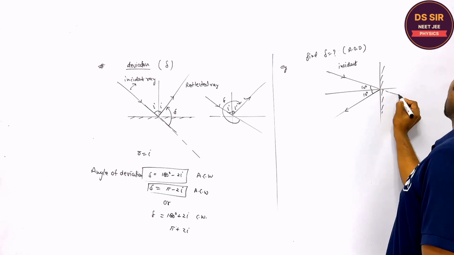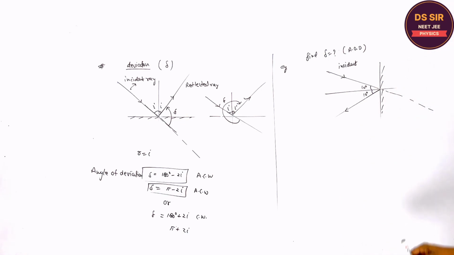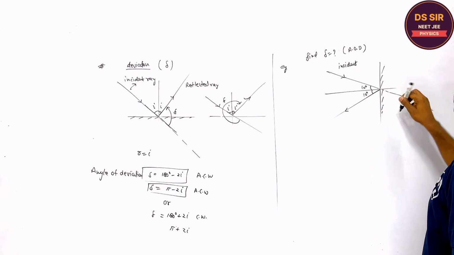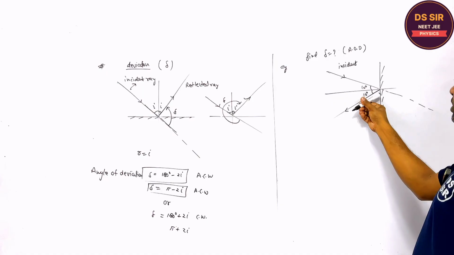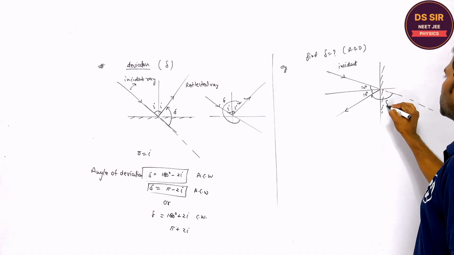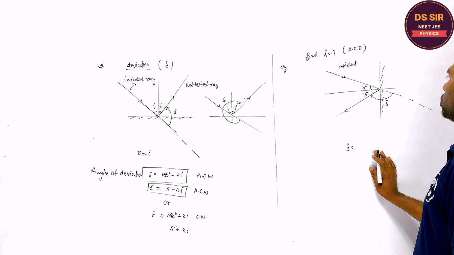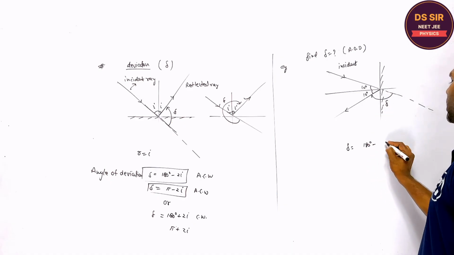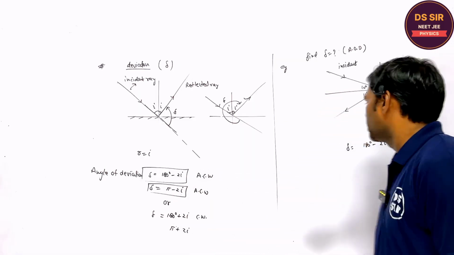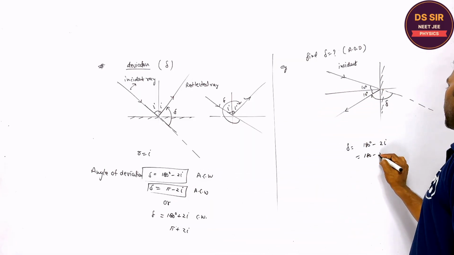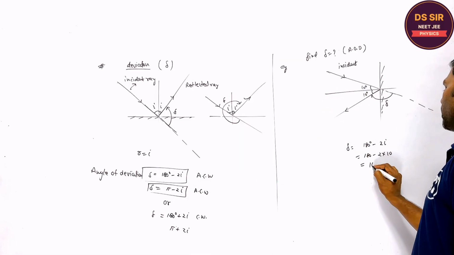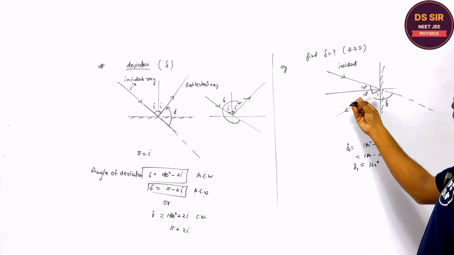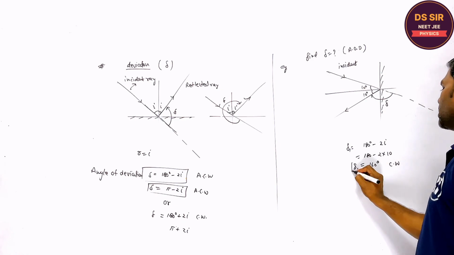Listen, it should move in this direction. If the plane mirror was not there, it should move in a straight line. Now it is turned. By how much is it deviated? The angle of deviation is 180 degrees minus 2i, which is 180 minus 2 into 10, that is 160 degrees. And the sense is clockwise.